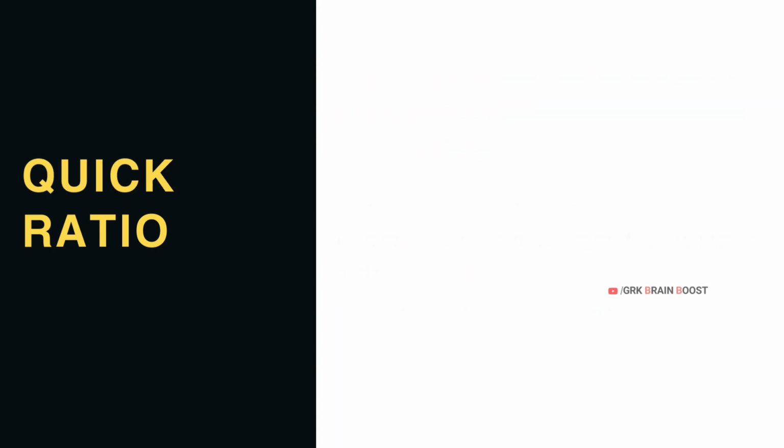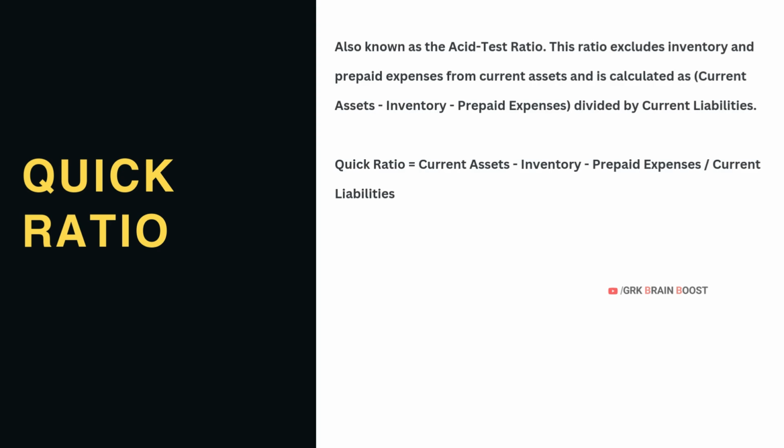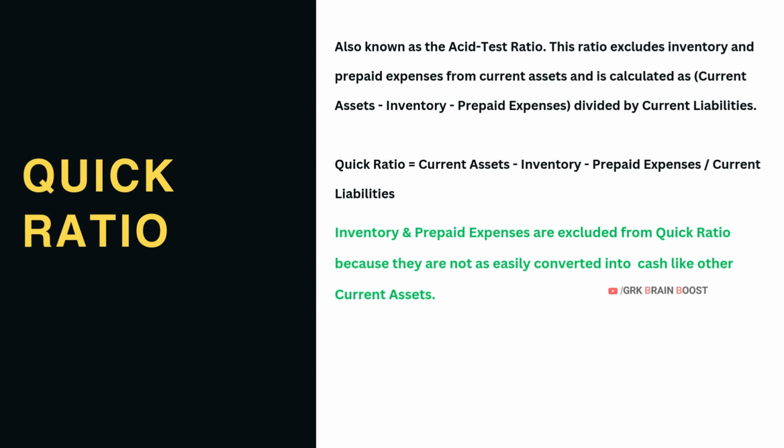Let's dive into quick ratio. It is also known as acid test ratio. This ratio excludes inventory and prepaid expenses from current assets and is calculated as current assets minus inventory minus prepaid expenses divided by current liabilities. Inventory and prepaid expenses are excluded from the quick ratio because they are not as easily converted to cash as other current assets. This provides a more stringent measure of a company's immediate liquidity by focusing on the most liquid assets.